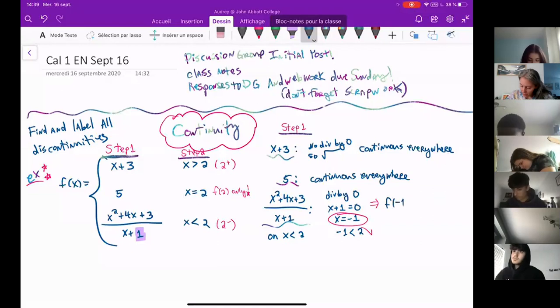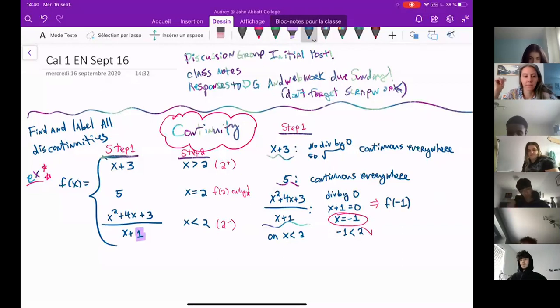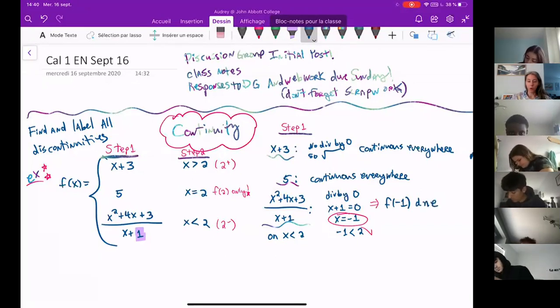So what that means is that when I plug in -1 for f of -1, I get division by 0, which means what about f of -1? It's a discontinuity for sure, but what will we write the answer is? If I ask you, what is f of -1, what will you write? You got it, D and E. This does not exist because that -1 is not in the domain.